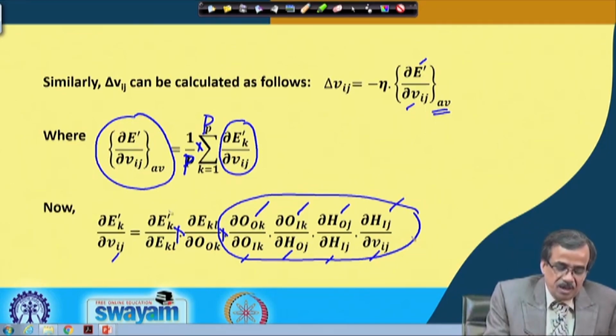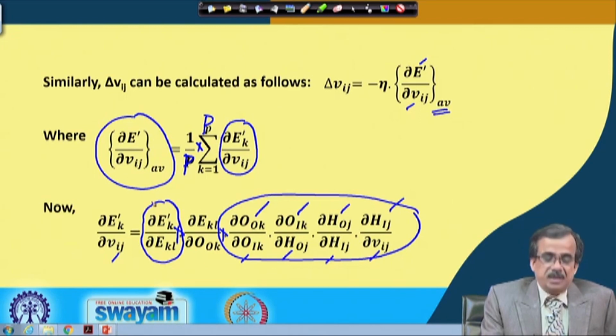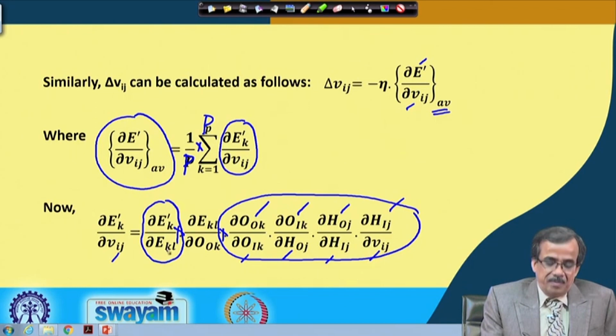But once again, for the first component, that is the partial derivative of E_k prime with respect to E_k^L, you may not be able to determine the numerical value, but it indicates the rate of change of E_k prime with respect to E_k^L.